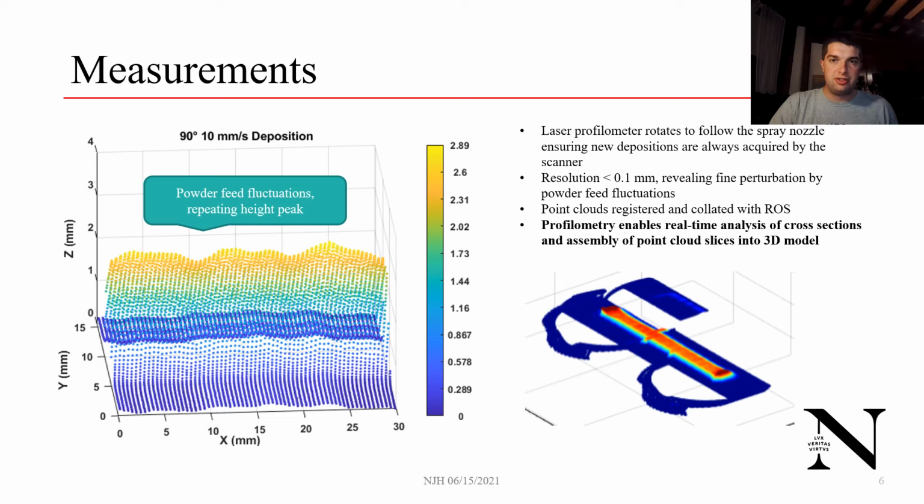Our system makes use of an in situ laser profilometer, which follows the spray nozzle as it moves across the surface. It has a resolution of up to 0.1 millimeter, allowing us to measure fine perturbations in the surface of the deposition. The scanner requires 2D line scan data, which is collated into a three-dimensional model, which we can use to analyze cross sections.